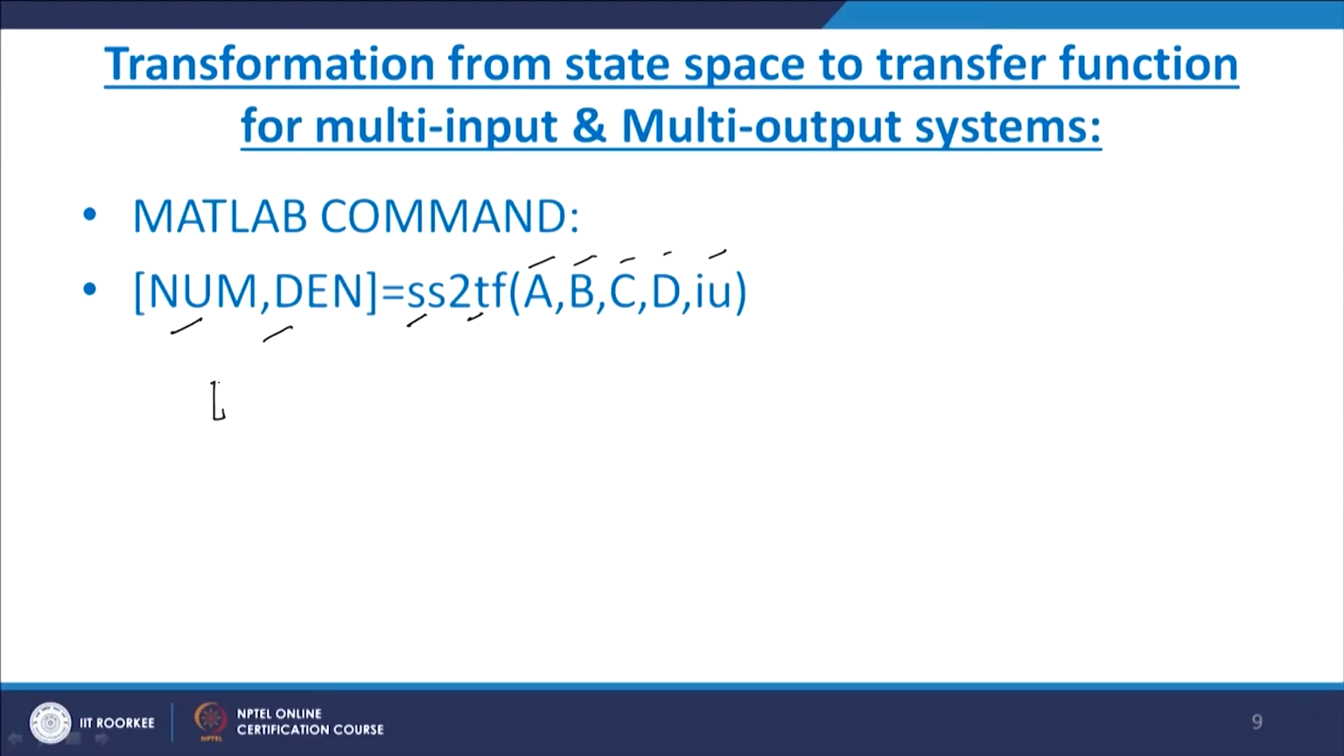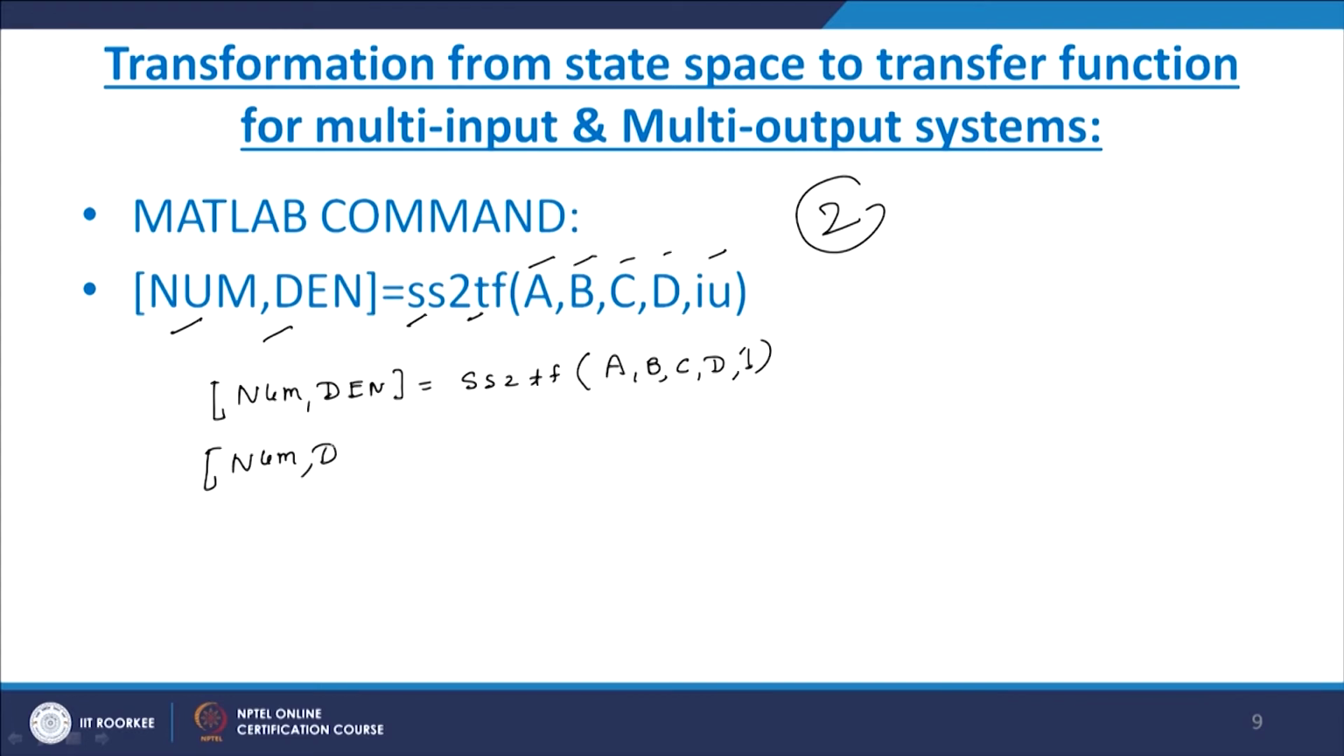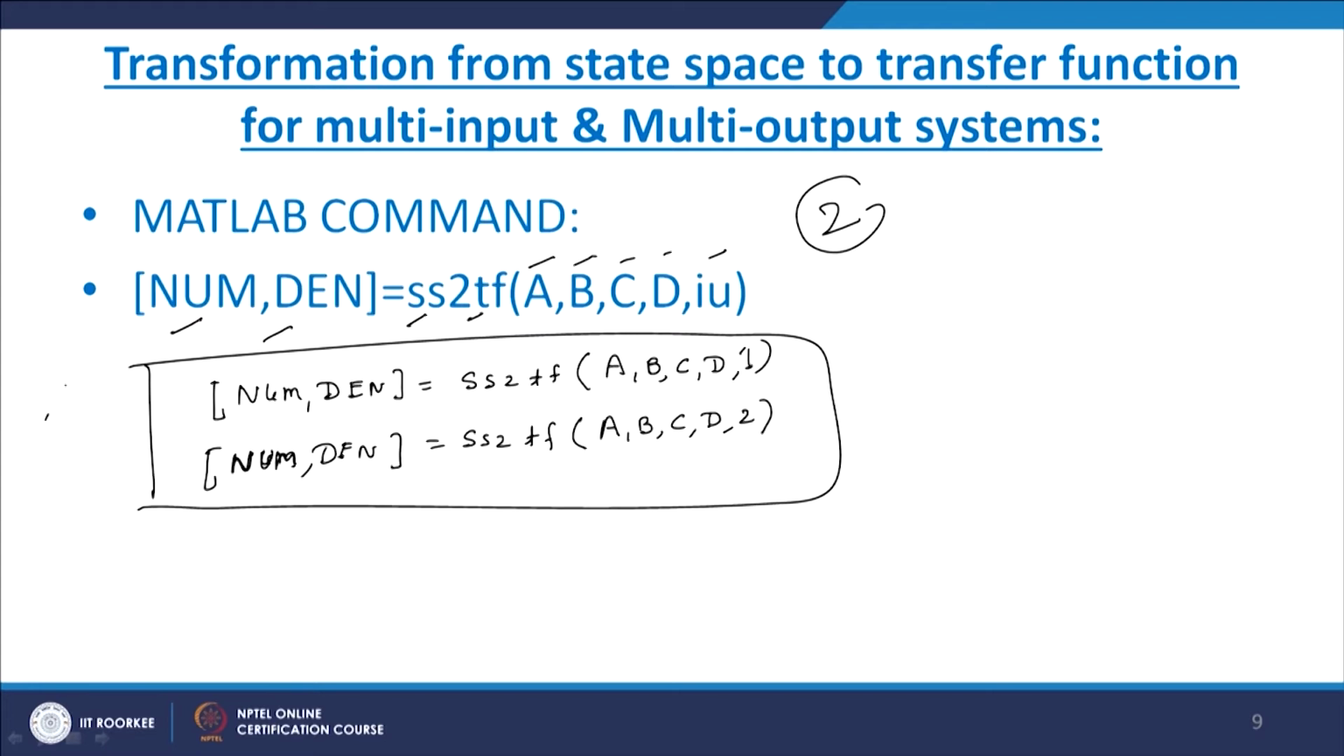That means this command for a 2 input system can be written as [numerator, denominator] equals SS to TF(A, B, C, D, input 1). Input 1 for a 2 input system we have written input 1. Then for the second input, [numerator, denominator] equals SS to TF(A, B, C, D, 2). So, these are the commands for a 2 input system.